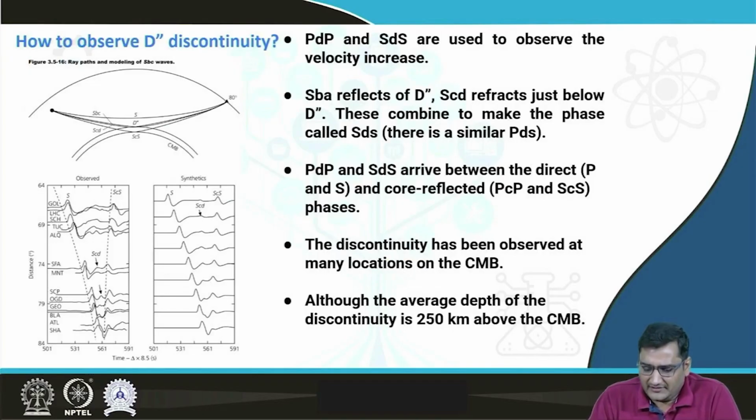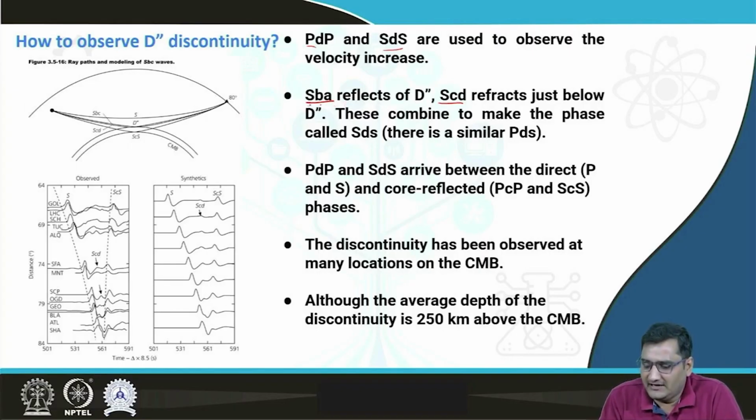And this discontinuity was observed using phases such as the PDP and SDS phases, which are used to observe the velocity increase in the D double prime discontinuity. If you look, these phases PDP and SDS have certain phases within them, such as SBA and SCD for SDS, and these phases are basically reflections from the D double prime layer and refractions underneath from the D double prime layer.